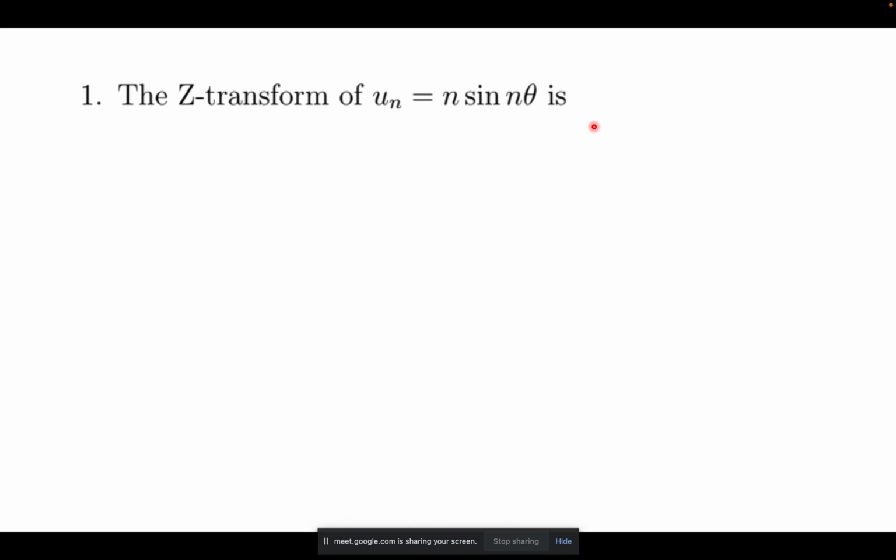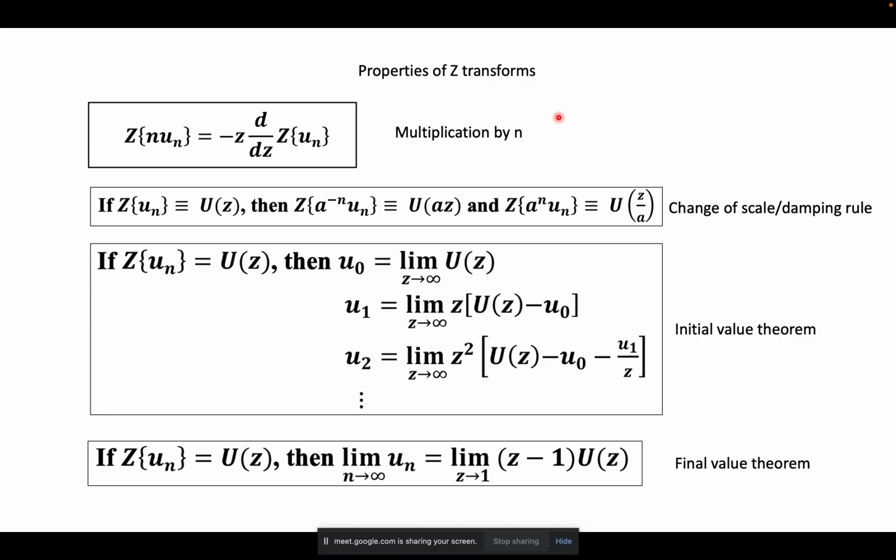So now the question is asking: you already know the z transform of sin nθ, and the question is asking what will be the z transform of n times sin nθ. If you revisit this multiplication property, if you know the z transform of the sequence u(n), then you can easily calculate the z transform of n times u(n). This can be calculated by -z d/dz of U(z).